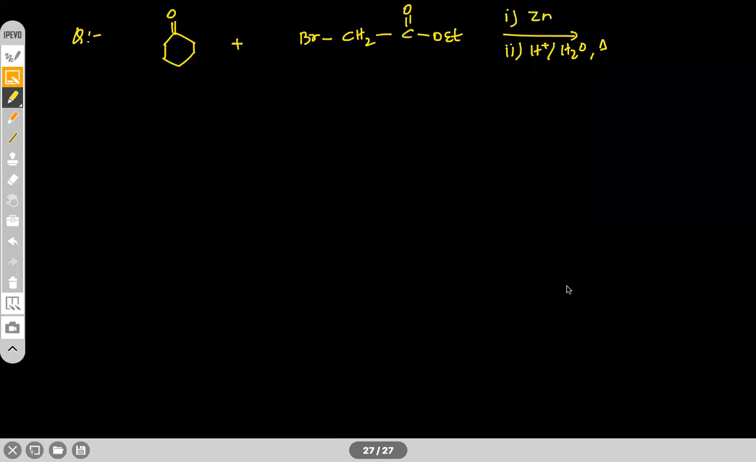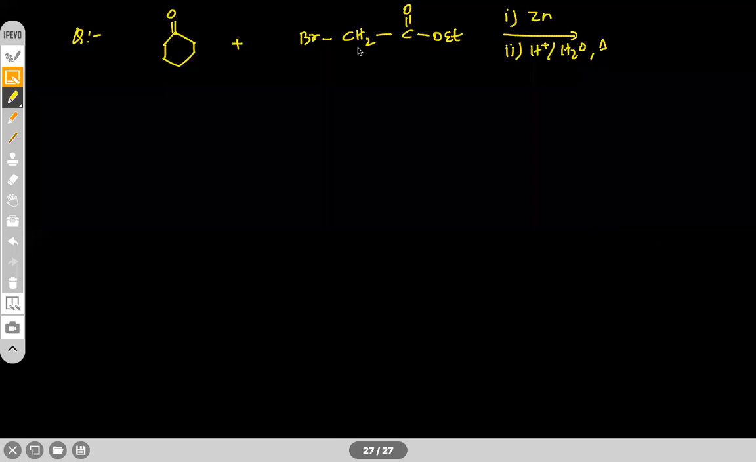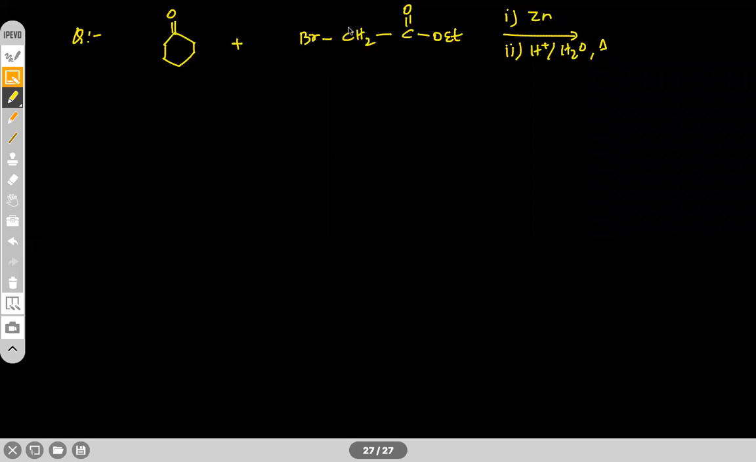Okay. So what happens first of all, it's very simple. The carbon which is attached with halogen will get a negative charge here, a carbanion, and this carbon attacks on this carbon, right? So first of all, we'll write this. We'll have a ring, O minus, CH2 C double bond O OEt.